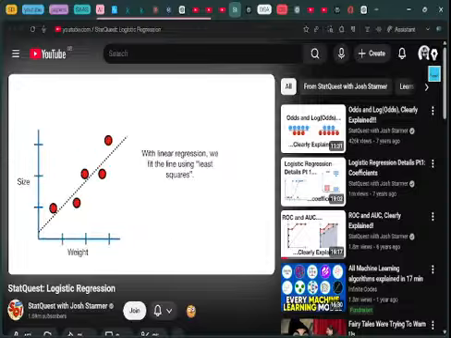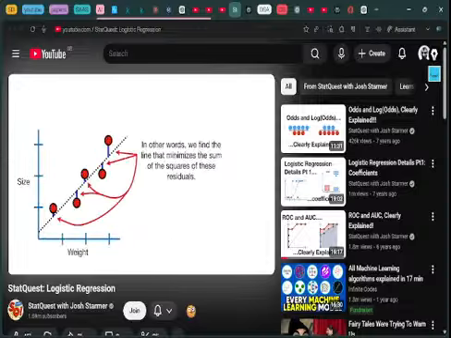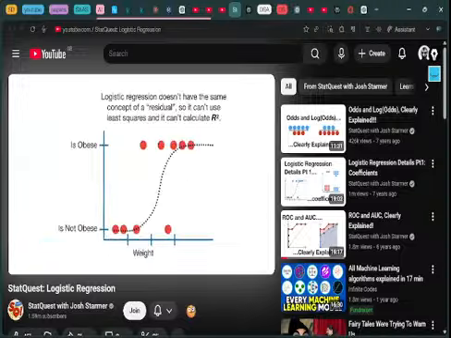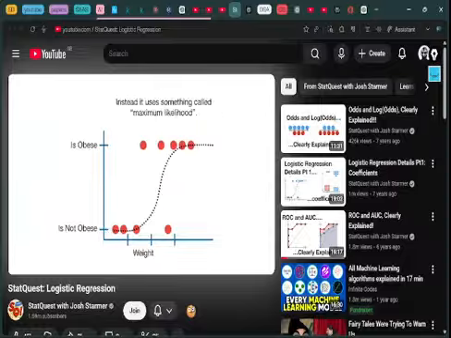With linear regression, we fit the line using least squares. In other words, we find a line that minimizes the sum of the squares of these residuals. We also use the residuals to calculate R squared and to compare simple models to complicated models. Logistic regression doesn't have the same concept of a residual, so it can't use least squares and it can't calculate R squared. Instead, it uses something called maximum likelihood.